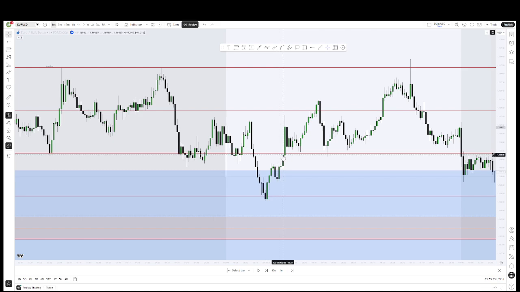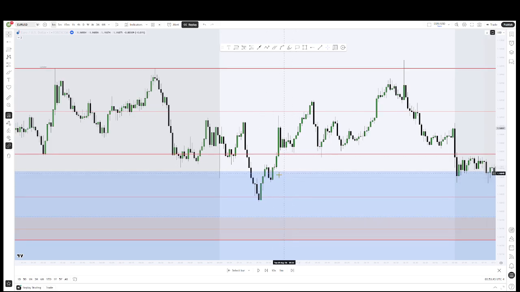So at this moment, this is enough for me, because what we have here is a change in state of delivery right there. This is also an order block, because price is trading into this fair value gap, and then we print big candles away from it. So I would take the long right there.